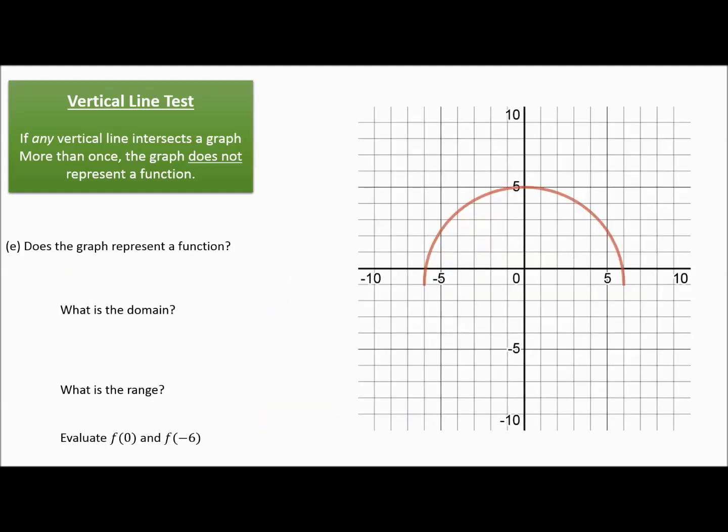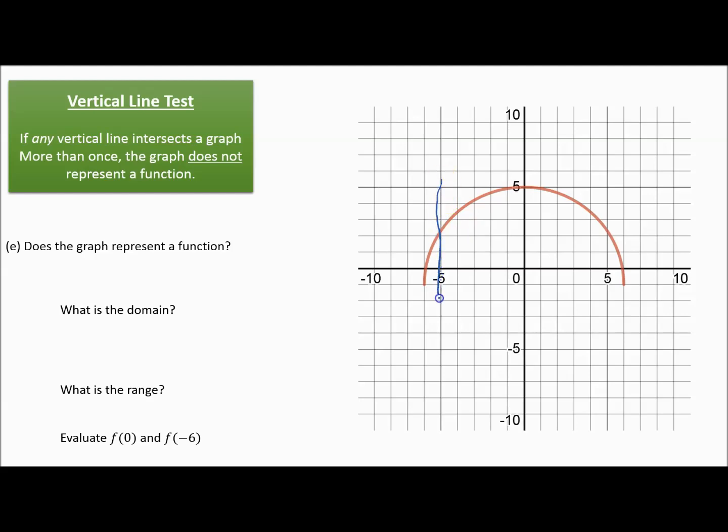Now, check out, we got a new graph. Does the graph represent a function? I'm asking you the same questions, but this time, instead of just these random points, you have an entire graph. So all of these values on this, say, semicircle, all are points on the graph. Now, I ask you several things. Does it represent a function? So, does it pass the vertical line test?